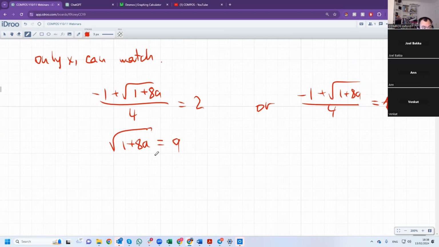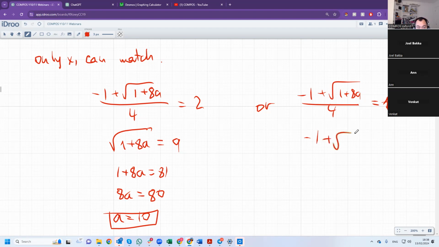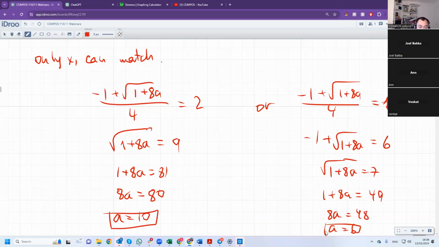Because you multiply by 2, add 1. And then the square root of something is 9. That something is 81. So 1 plus 8a is 81. 8a is equal to 80. So a is 10. And secondly, I do the same thing, -1 plus square root of 1 plus 8a equals 6, plus 1, 7, square root of 1 plus 8a is 7. 1 plus 8a is 49. 8a is 48. a is 6.